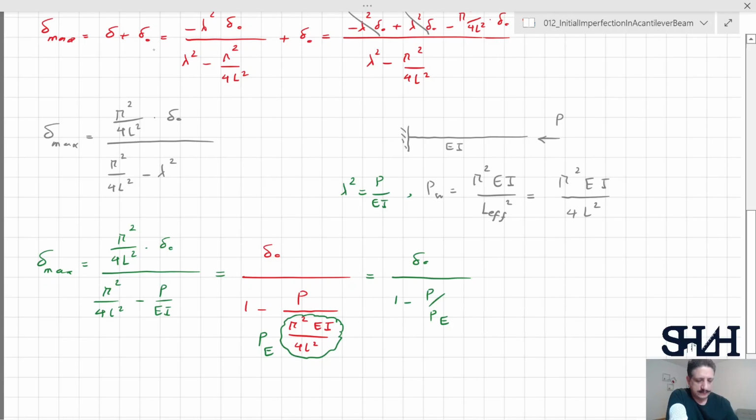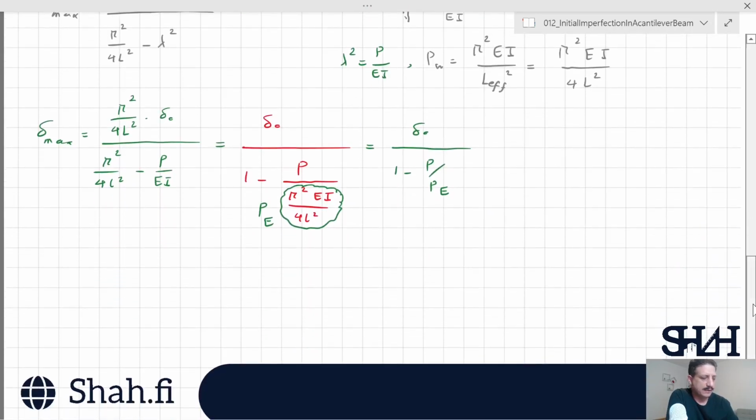So we have delta max and we can calculate the maximum bending moment. Maximum bending moment can be calculated according to P times delta max, and it will be P delta 0 divided by 1 minus P over PE. If P equals the Euler load or it buckles, then M max will be infinity because it is now buckled. If it's less than that, then we can see that it's P times delta 0 divided by a positive value.